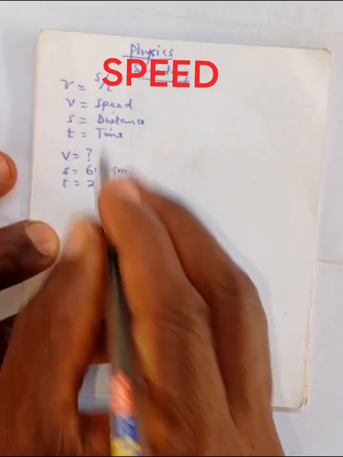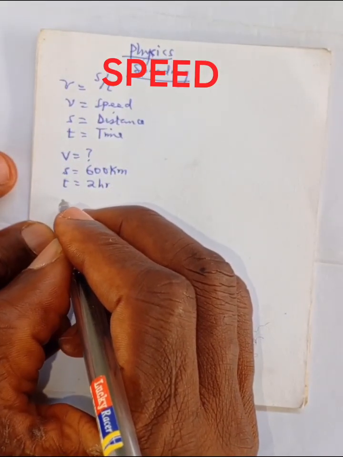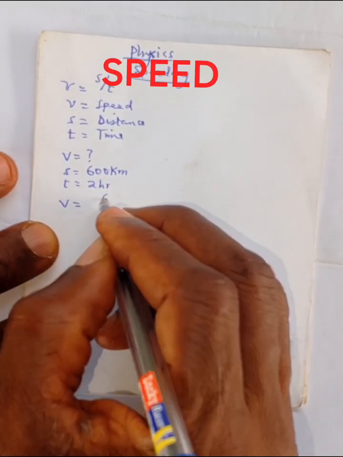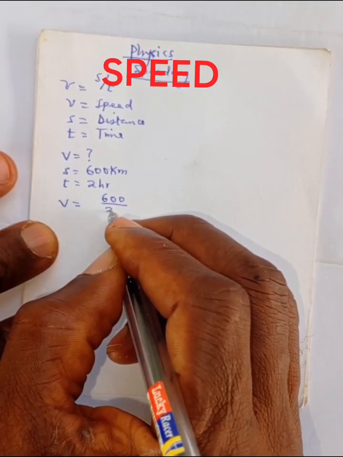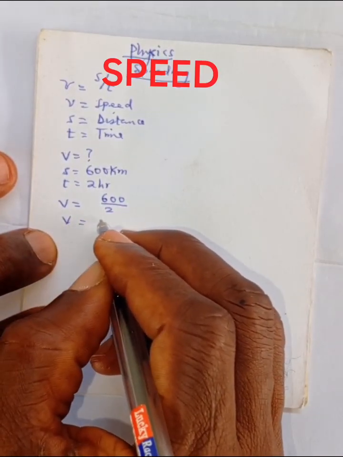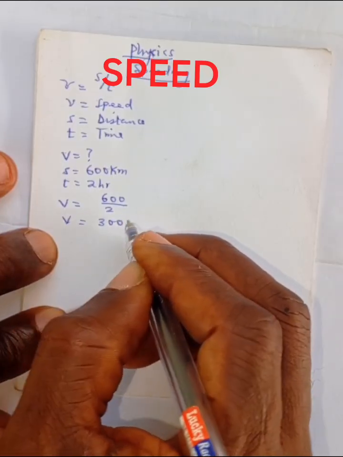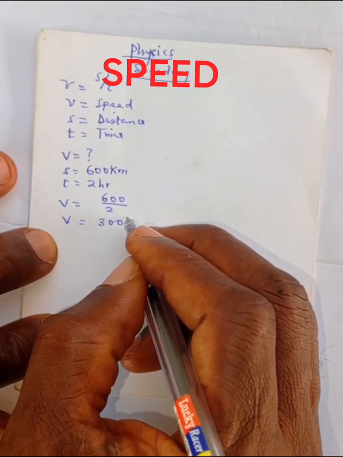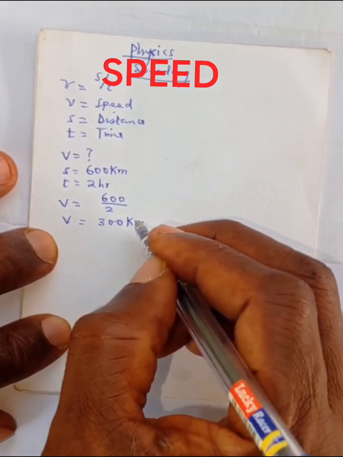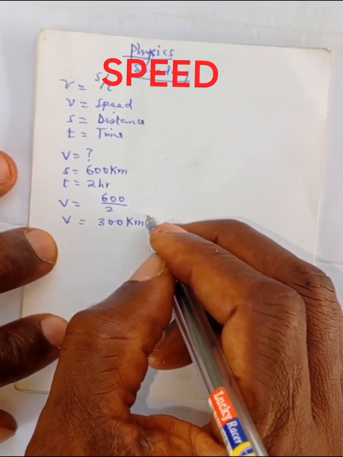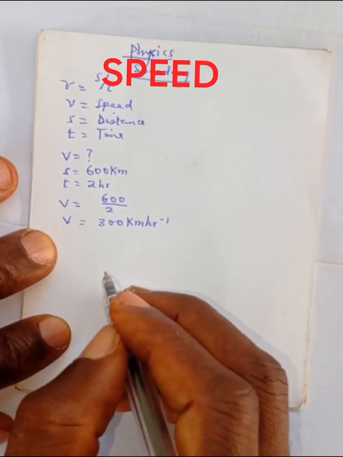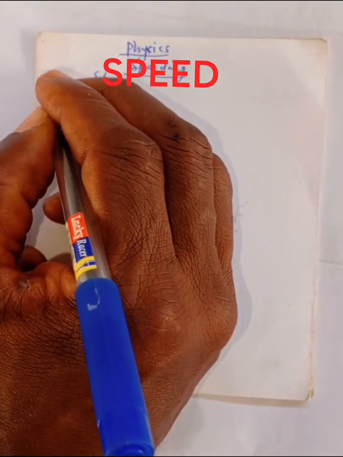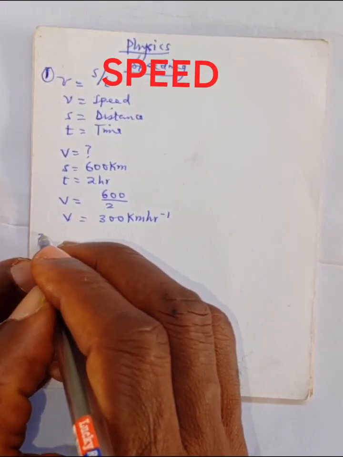So substituting it into the equation above, we have V is equal to 600 over 2. V is equal to 300, and we have that as our answer, 300 kilometers per hour. You can either write it like this, whichever. So that is the first problem we are looking at. Let's look at another problem.